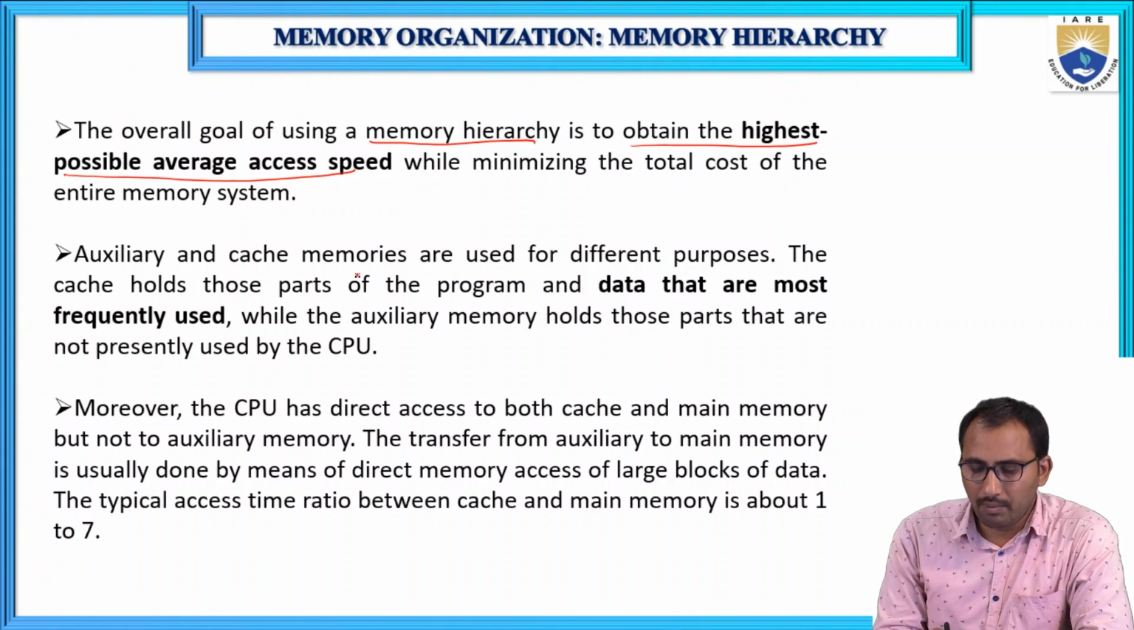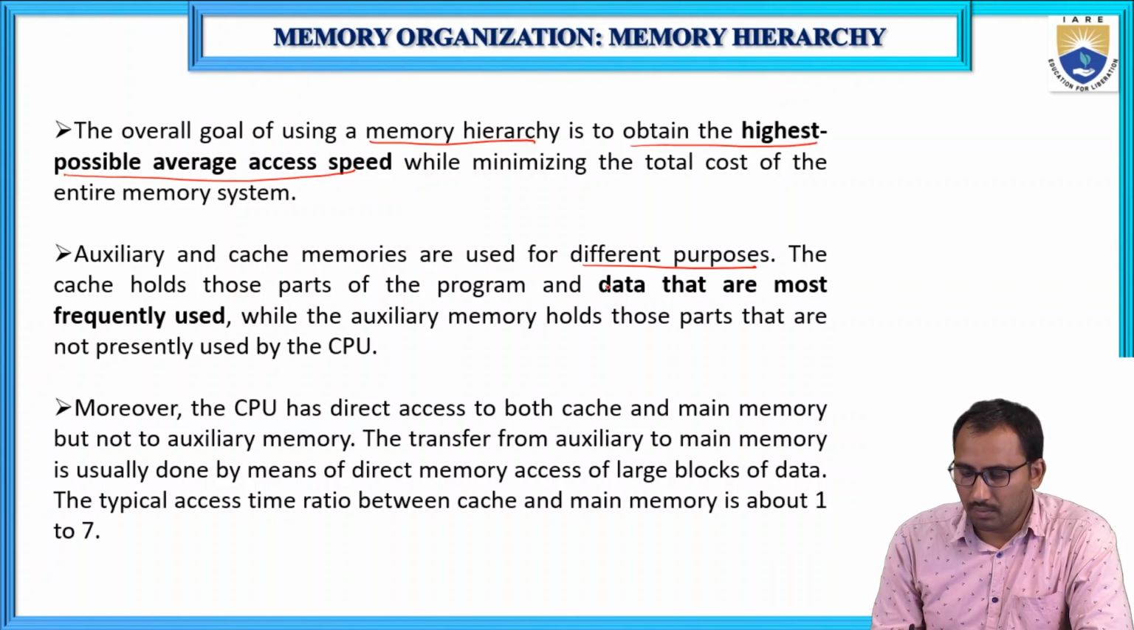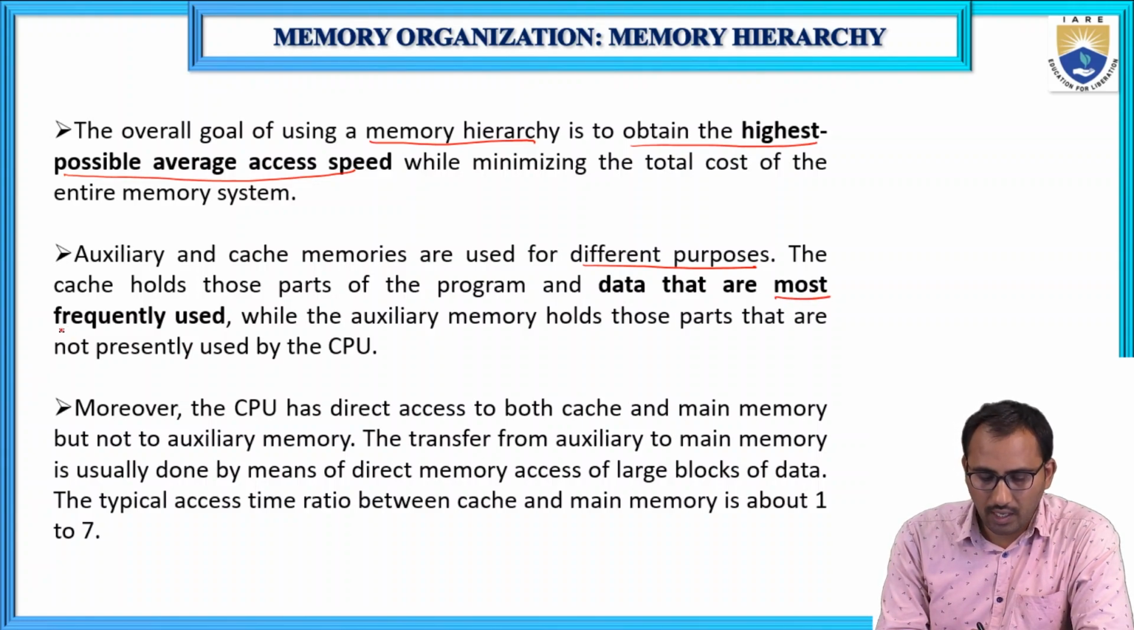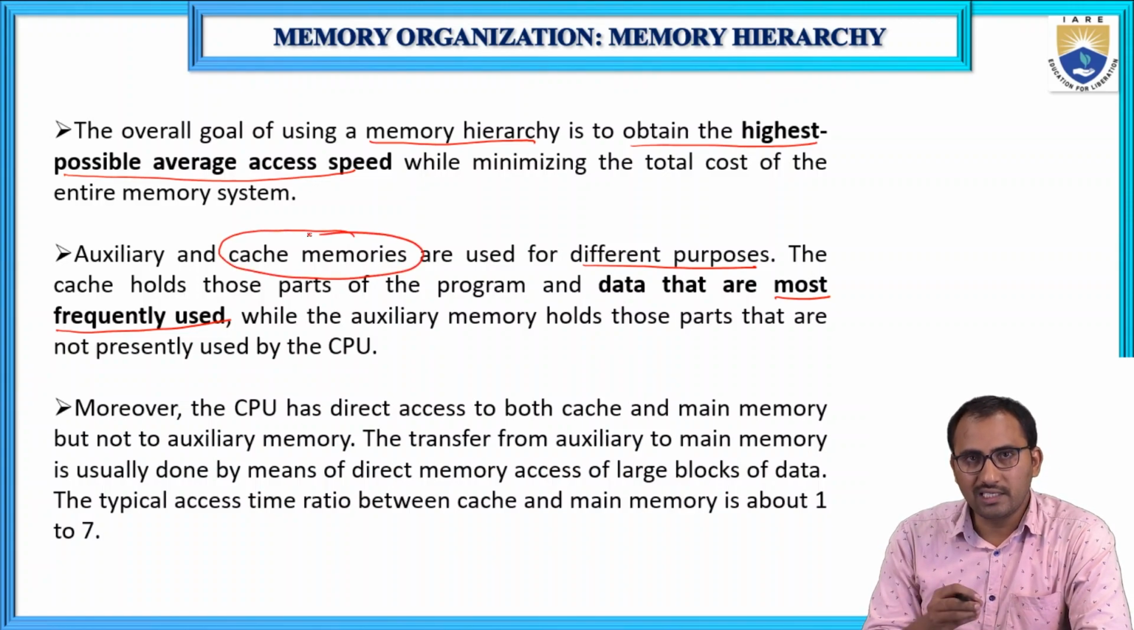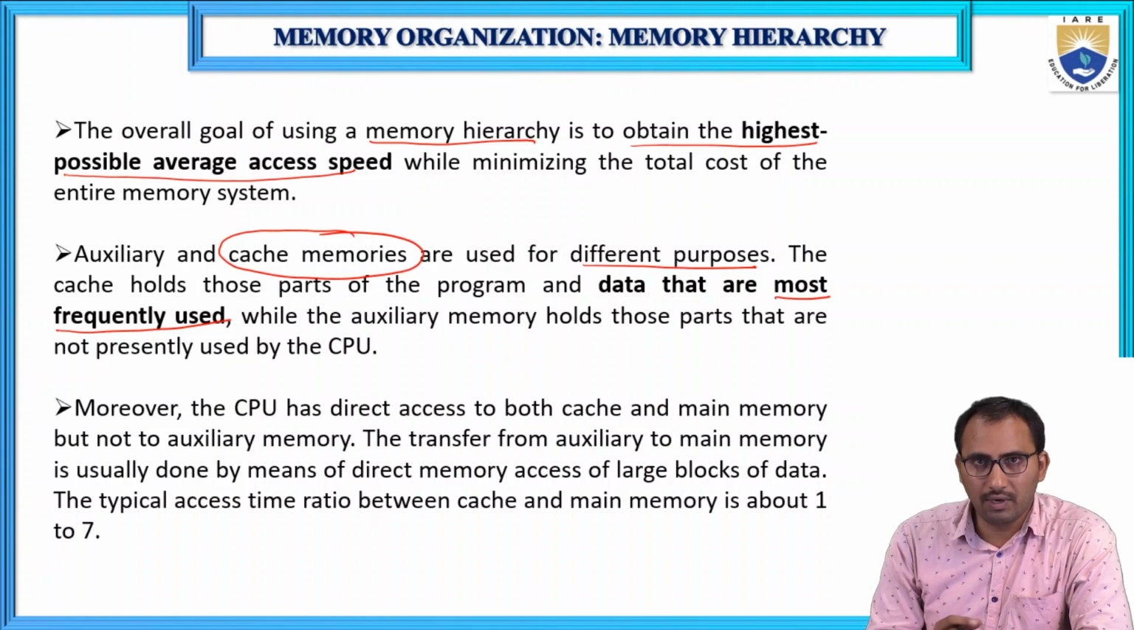Auxiliary memory and cache memories are used for different purposes. The cache holds the parts of the program and data that are most frequently used. If you look into the cache memory, why are we using it? Cache memory is used to store the frequently used data, which we have already seen in previous slides.